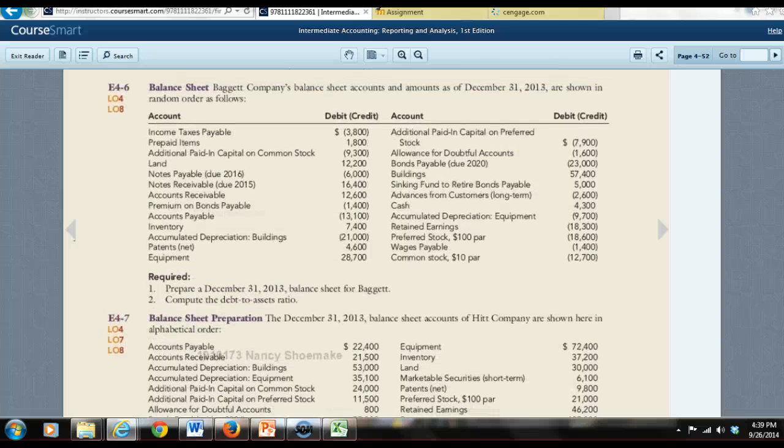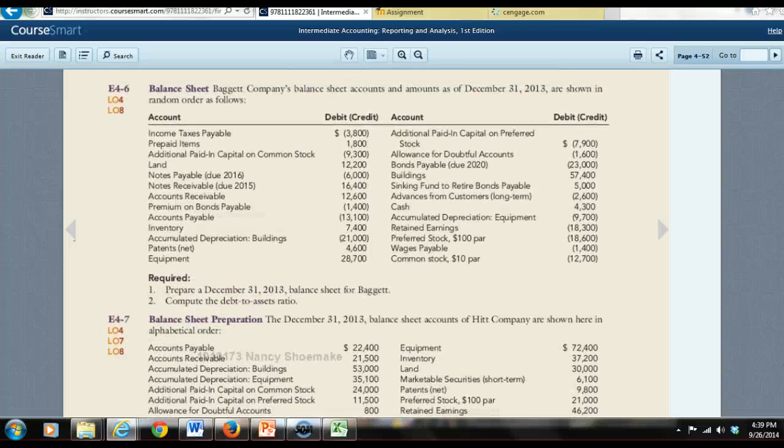So if you look here at all the various accounts that are listed, we're just going to focus right now on the asset section. You can see that prepaid items will always be a current asset. Land will be part of our property, plant, and equipment. We've got accounts receivable, which will always be a current asset. Inventory also will be a current asset. Our patents here are intangibles. Our equipment would be under PP&E.